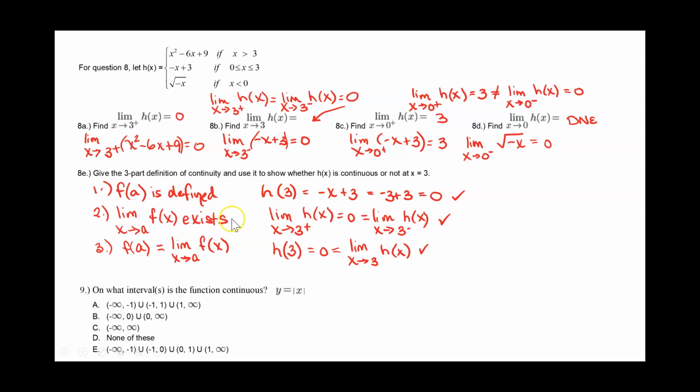Then I need to see if the limit exists. So to do that, I need to take the limit from the right and the limit from the left and see if they're the same. And so we did that up here a few moments ago, and yes, the limit did exist. And then last, I need to see, did what I got for h of 3 equal what I got for the limit? Basically, did what I got for number 1 equal what I got for number 2? And yes, they did. So when it says show this, you literally have to plug this number in. You have to show me the limit from the left and from the right as well.